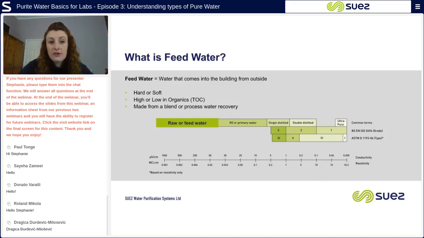Feed water also contains different amounts of bacteria. The feed water in industrial processes can also be made from a blend, which can include river water, for example, where river water is usually high in organics, or processed water recovery, where other impurities from the industrial process, such as chemicals, may also have to be removed.